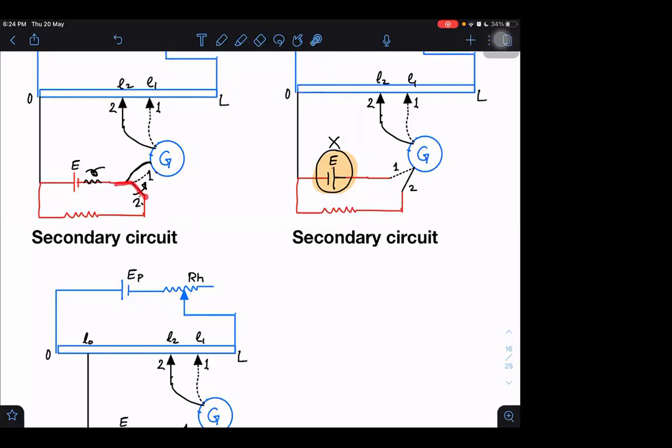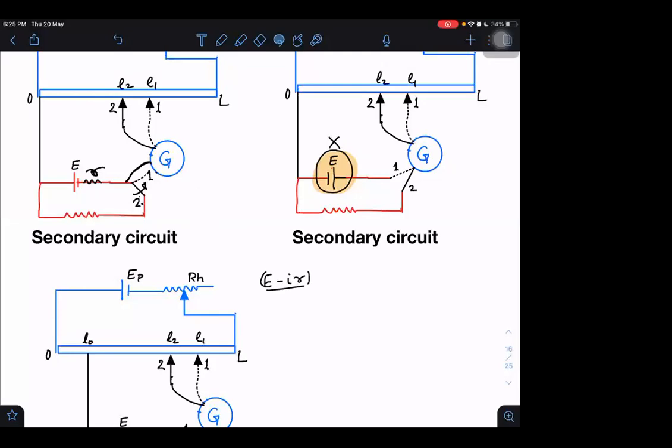When the switch is in position 2, the potential drop at that time will be EMF, E minus IR.